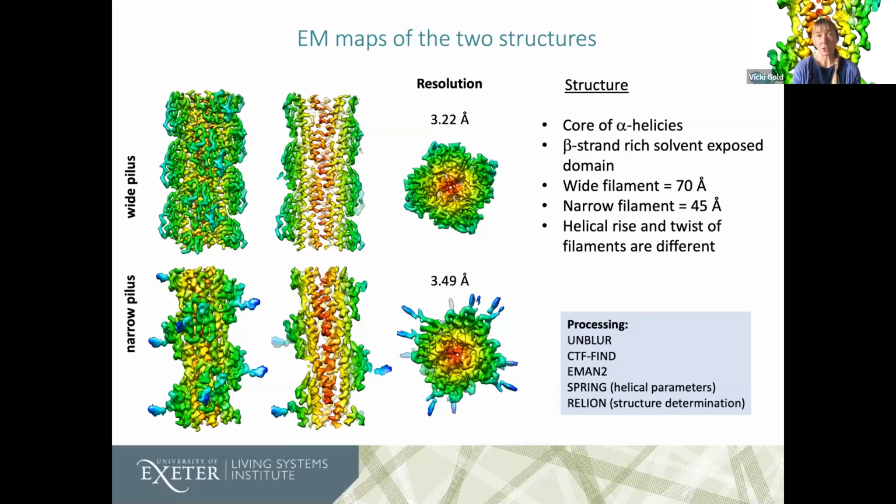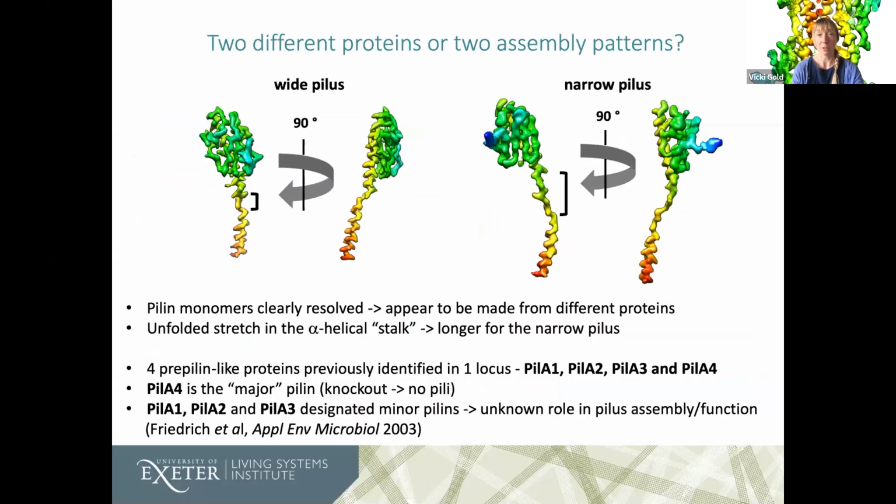So of course, we're interested to know the protein composition of the two filaments. And what we can do, something quite simple, firstly, is to extract an individual pilin monomer from the entire filament. And you can already see that it looks like these are going to be different proteins. The narrow pilin is much longer, and this is mostly due to this unfolded stretch, which you can see indicated in brackets. It's much longer for the narrow pilus than for the wide pilus.